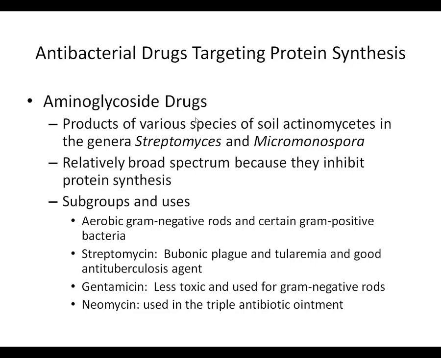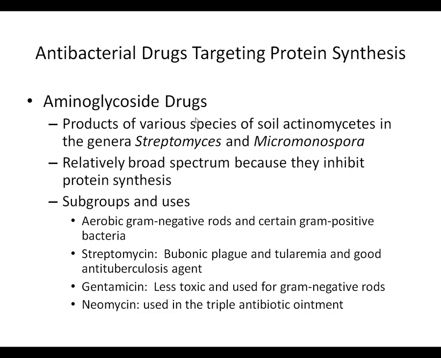There are some subgroups and uses. Aerobic gram-negative rods and certain gram-positive bacteria are going to be susceptible. Streptomycin is very good. Streptomycin is a protein synthesis aminoglycoside drug. It is very effective at controlling bubonic plague and tularemia. It is also a good anti-tuberculosis agent. This is one of those drugs that they will combine with isoniazid to treat active tuberculosis.